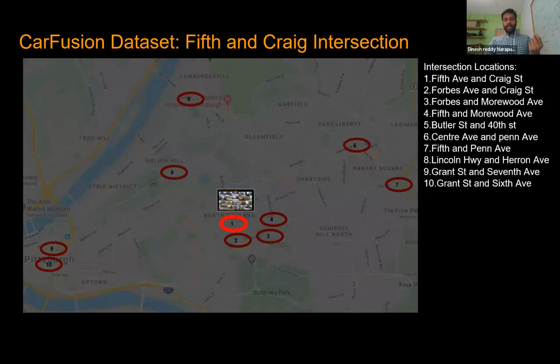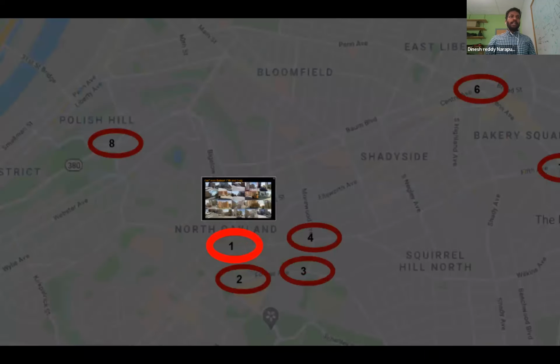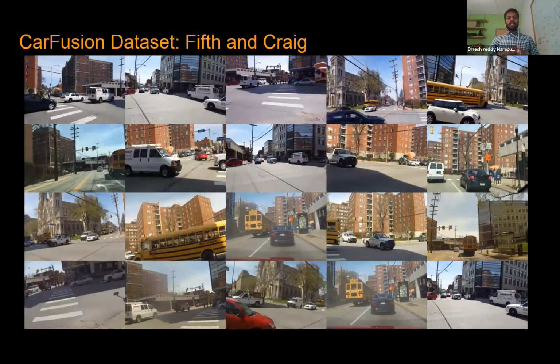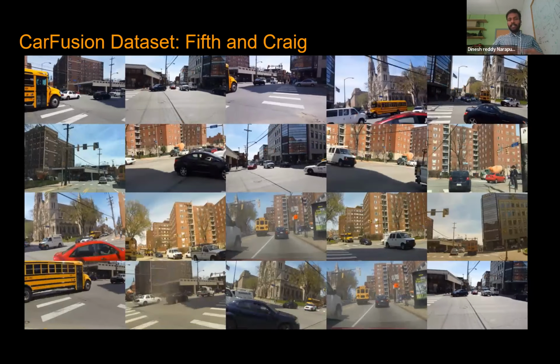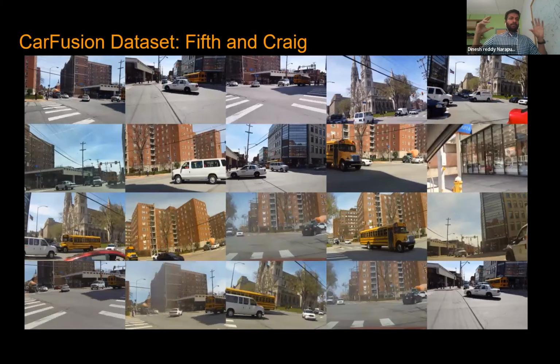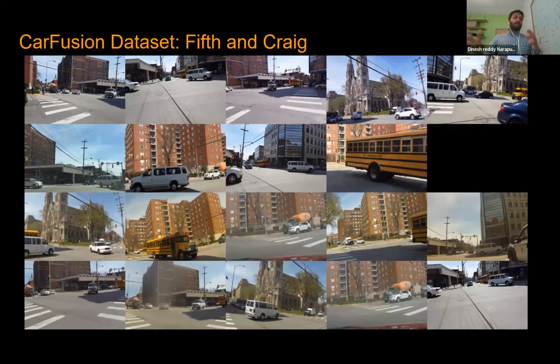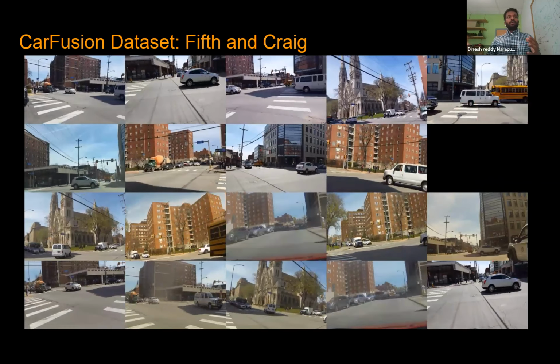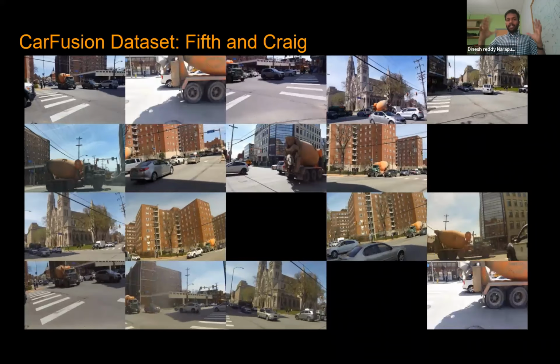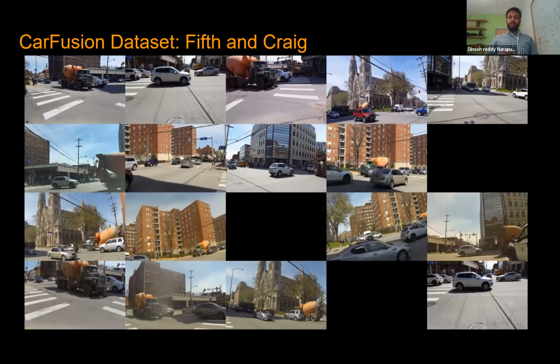So I'll show you one example of Fifth and Craig, as we call it at CMU, which is an intersection very close to CMU. And we just went and captured these videos at the same time instance from all these cameras. Nearly 13 people holding 2 cameras went around the sequence. There were some cameras on the car. So we just went around and captured the whole scene. So this is how we created this large dataset.